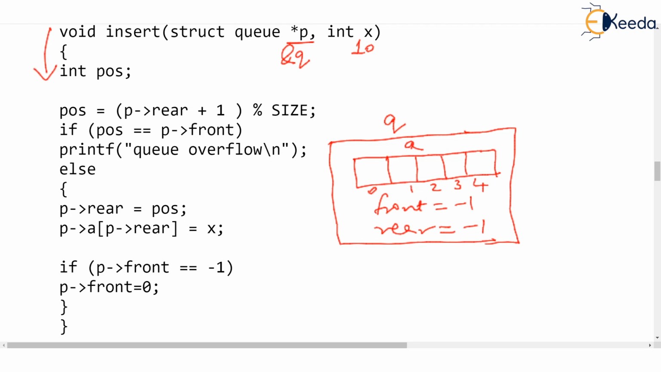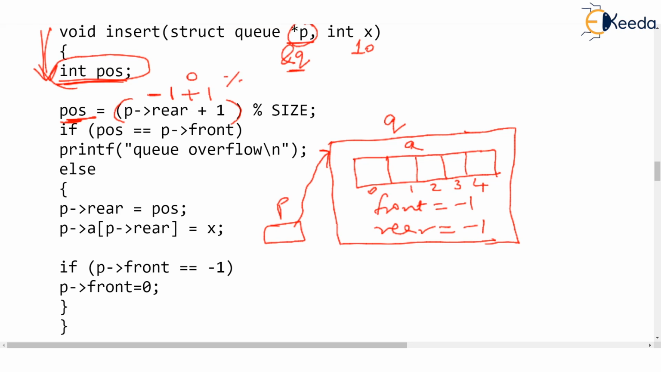We want to insert 10. P as usual is storing the address of the queue. Check this. P is storing the address of the queue. So P points to queue. Now in this insert function, we have declared one local variable pos, which stands for position. And look how pos is evaluated. Pos is evaluated with this formula, where in the bracket we have p arrow rear plus 1. Note p arrow rear is -1 at the moment. So this will become -1 plus 1, which is 0.